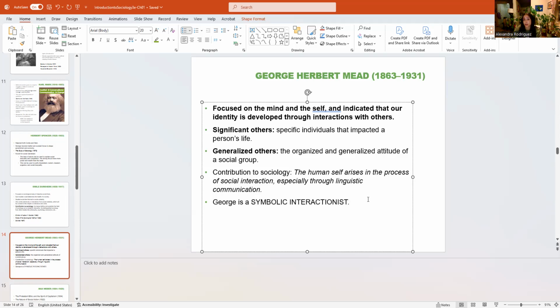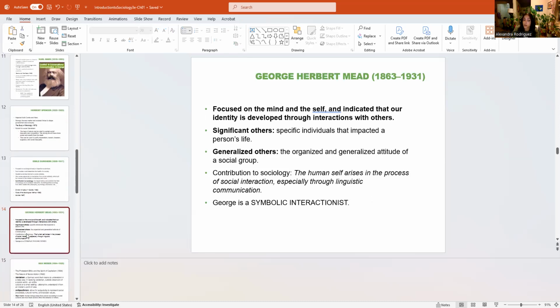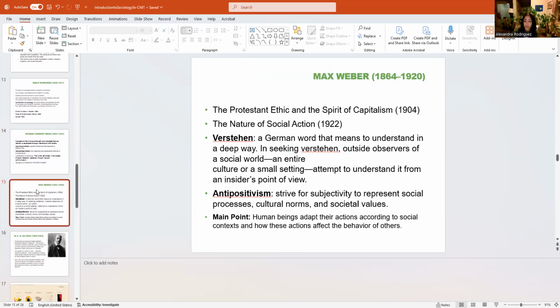This is known as a micro theory, and that means studying interactions in a smaller subset of people and looking at how people in the same environment and context interact and what kind of symbolism we use for that. So he's a symbolic interactionist.